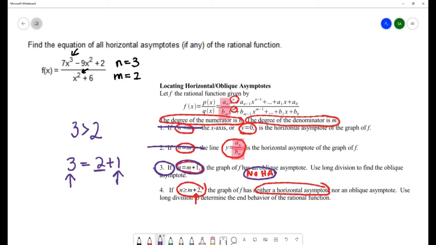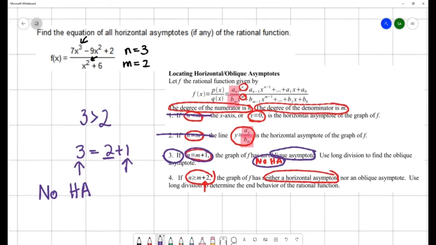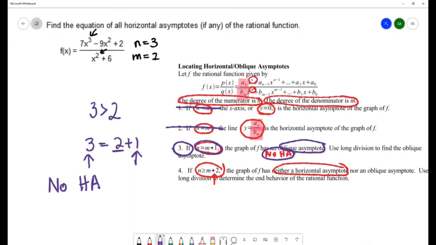There is a different type of asymptote called an oblique asymptote, but this question is not asking about that. It's only asking about horizontal asymptotes. So we're going to say that there is no horizontal asymptote for this function. Now, if you're interested, you can find this other type of asymptote, the oblique asymptote, using long division.